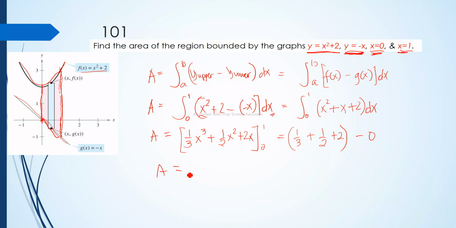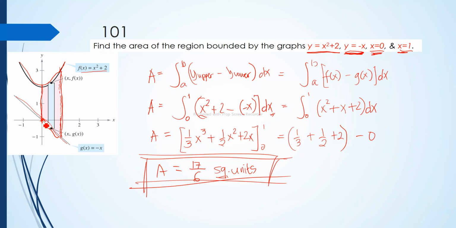So here we got an area of 17/6 square units. Since we don't have an actual unit here, we just use a unit, and this is an area. That's why we have a square. And this will be the area of the region bounded by the graph of these two curves here. So that is that easy, right?